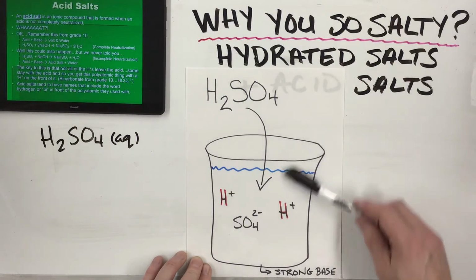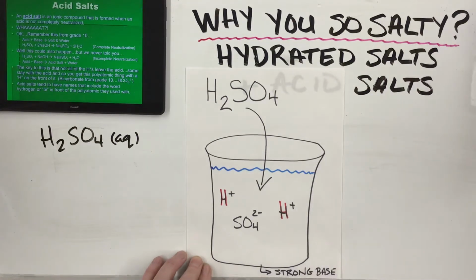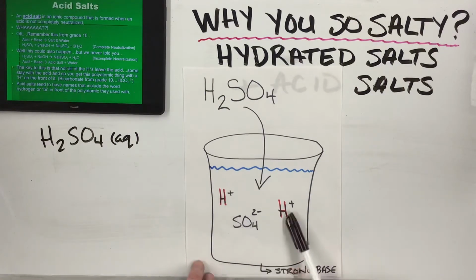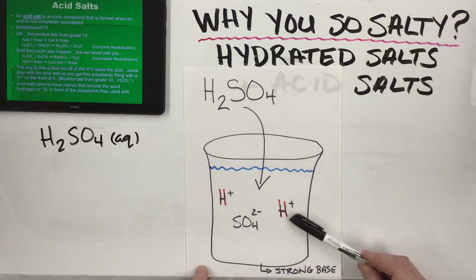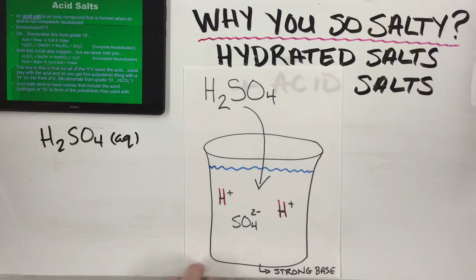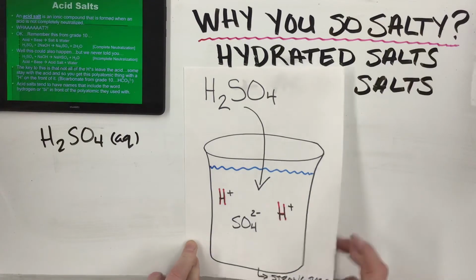So I put this in, bloop, and it falls apart, right? 2 H ions and an SO4 ion. Now we know the hydrogen ions are protons. So we get 2 protons and a sulfate, a polyatomic ion. Well, that's fine and dandy.